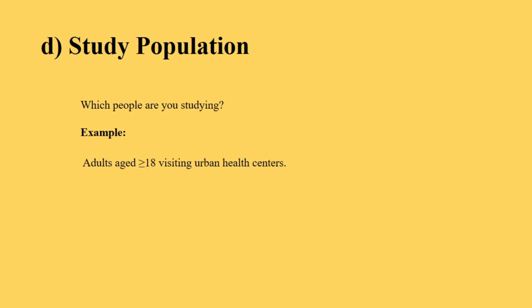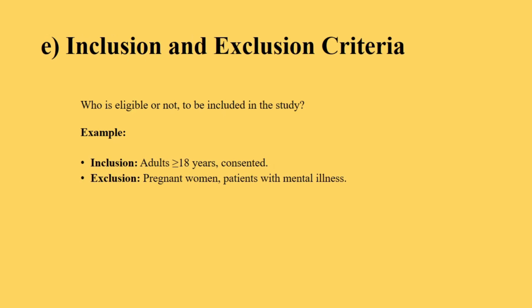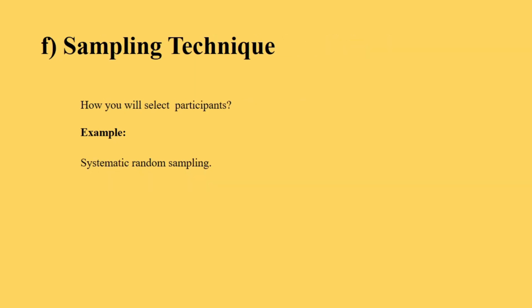Study population: which people are you studying? For example, adults aged greater than 18 visiting an urban health center in Karachi. Inclusion and exclusion criteria: who is eligible or not to be included in the study. For example, inclusion: adults greater than or equal to 18 years, and exclusion: pregnant women and patients with mental illness.